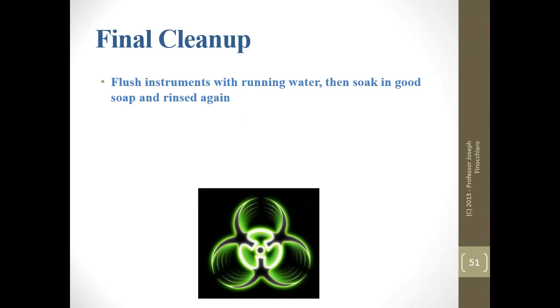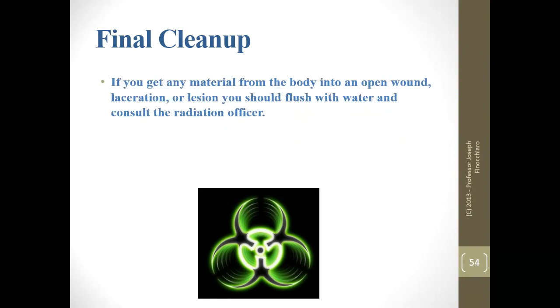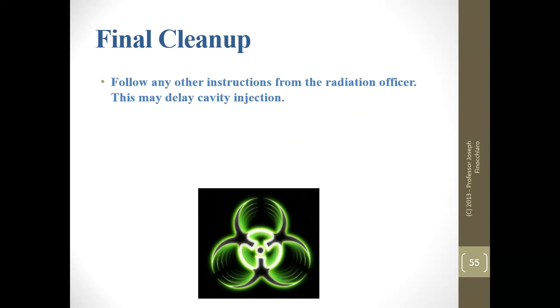Get it done. Flush instruments with running water. Soak in soap and water. Rinse it again. As much as you can that you can throw stuff away, use disposable items, disposable scalpels, etc. Anything that has been irradiated should be kept for a suitable amount of time to ensure the half-life is done. And the radiation officer will tell you these things. If you get any material from that body into an open wound on you, which you should not do, ever, you should flush it and then consult the radiation officer about what you should do. And then listen to anything else.